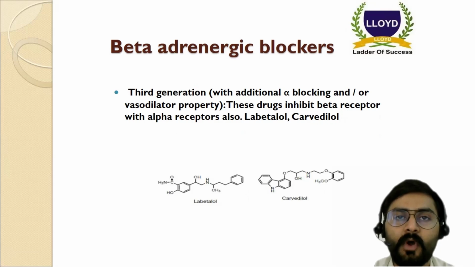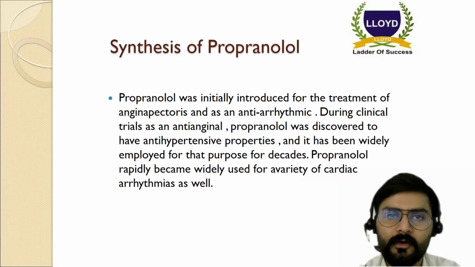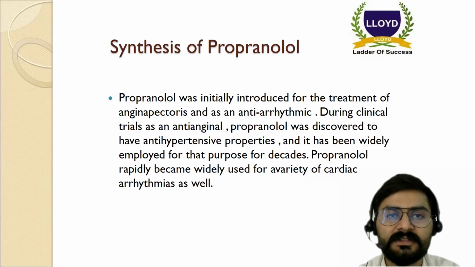So, if we broadly classify these alpha and beta receptor blockers, they have different action and biological function according to their selective receptor properties. So, moving forwards to the synthesis of propranolol: propranolol was one of the first beta blockers introduced, initially for angina pectoris and later found useful for arrhythmias and hypertension.